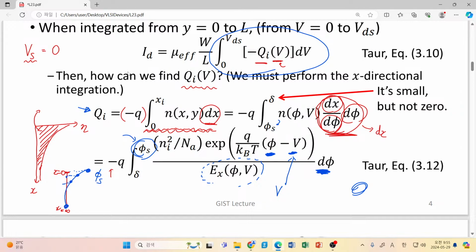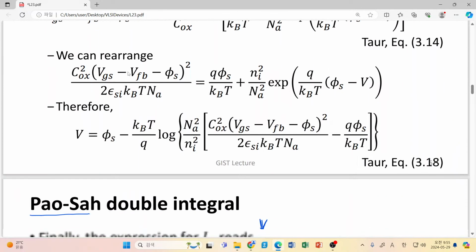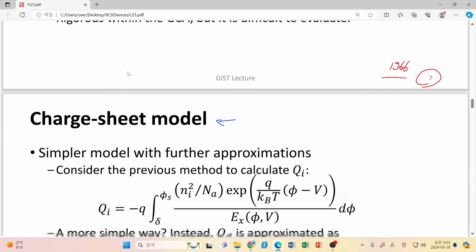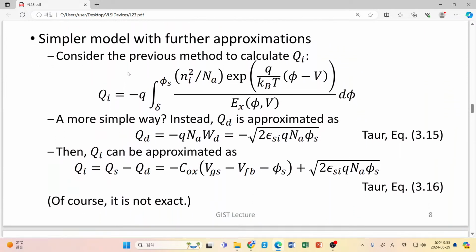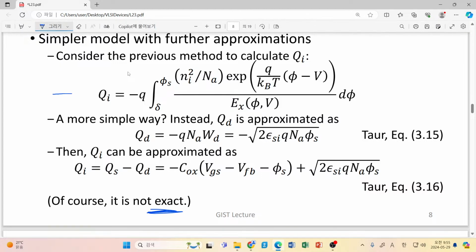Good. But in this charge sheet approximation, the charge sheet model, we intentionally introduce an equation which is not very accurate. Please note that this was our previous expression for QI obtained by just vertical integration. However, the QI used in this charge sheet model is simply given by QS minus QD.